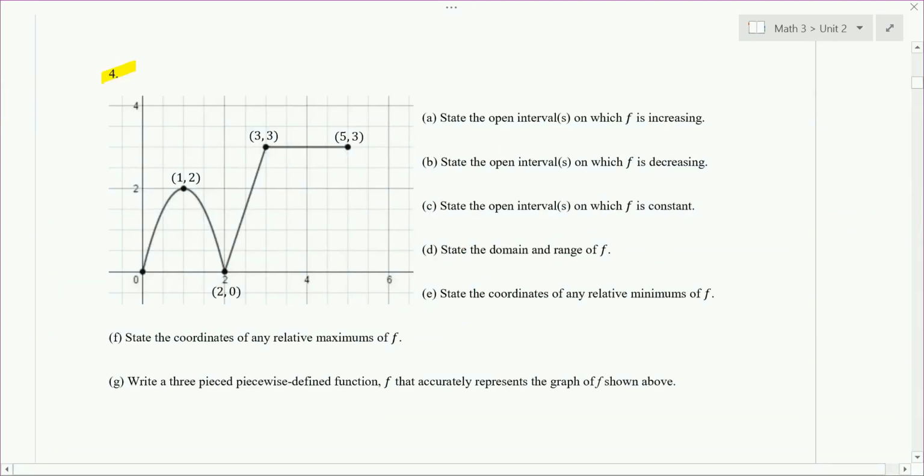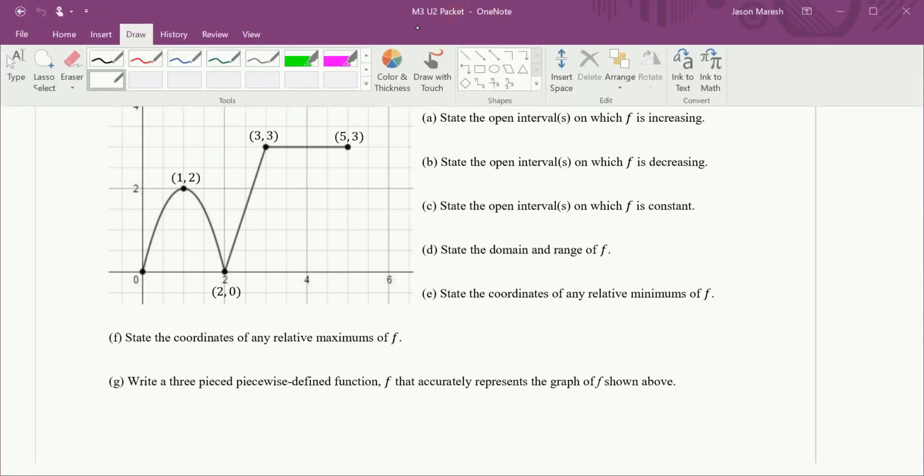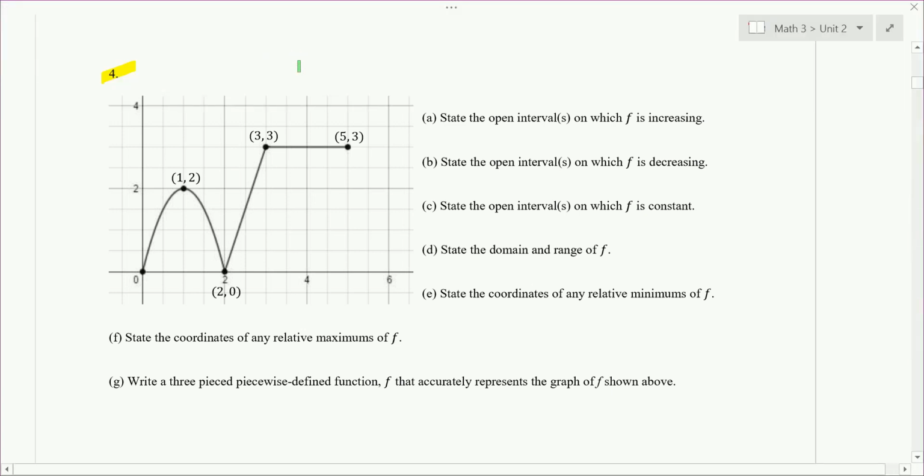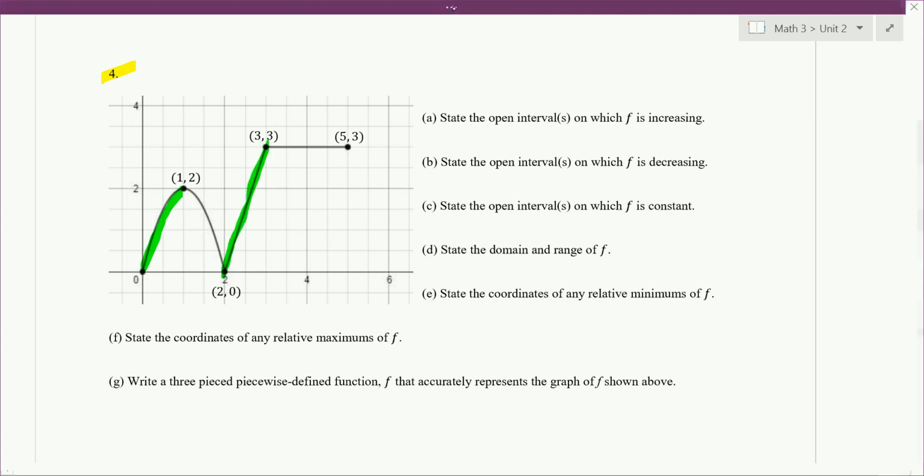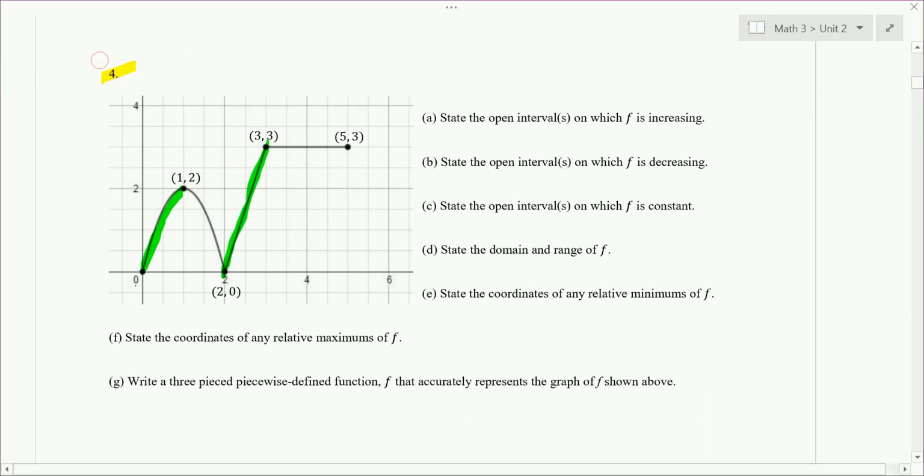Number 4, we start with another graph here, and we're looking for open intervals on which f is increasing and then decreasing. When you're looking for increasing, you're reading it from left to right, and if it's rising, it's increasing. So there's a part that's increasing, here's another part that's increasing. And so those open intervals, just looking at the x value, the first one goes from 0 to 1. Keep them open, meaning use only parentheses. The second open interval goes from 2 to 3.